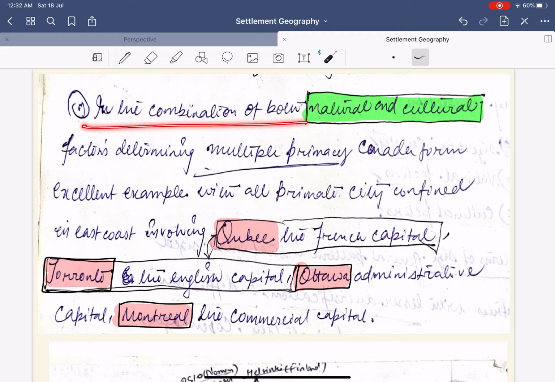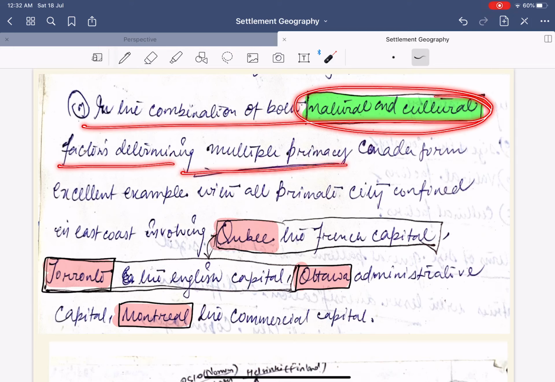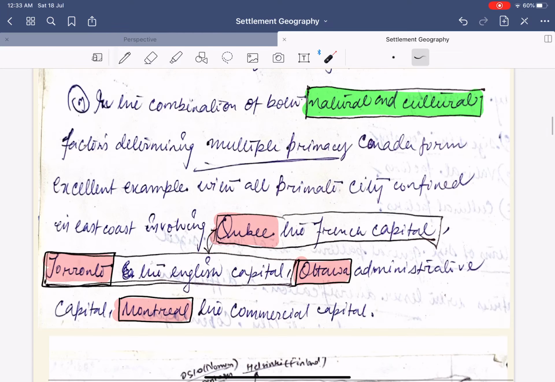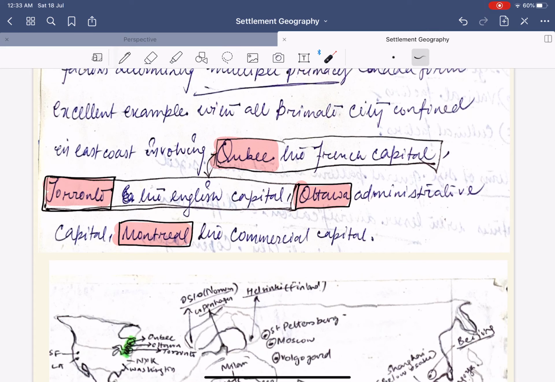Again, the combination of both natural and cultural factors determining multiple primacy in Canada forms an excellent example where natural and cultural factors both are responsible. Example we have is Quebec, which is the French capital, because people speak French over there. Culture as well as nature. How nature? Because it is located near the Great Lakes. Again, Toronto is your English capital. Ottawa, again the administrative capital.